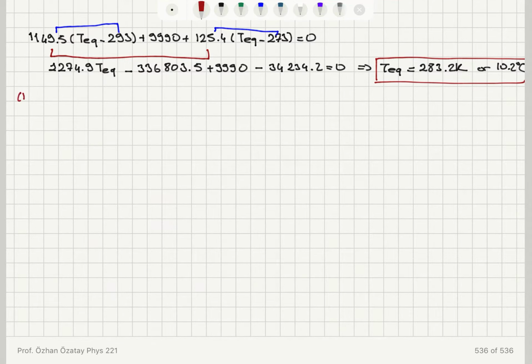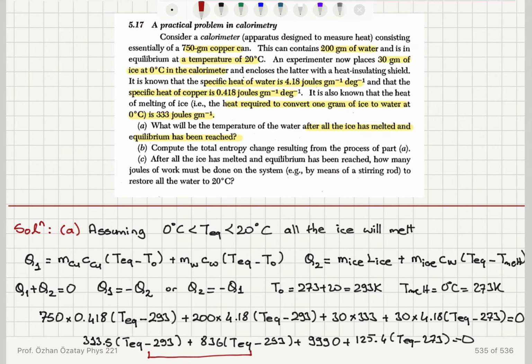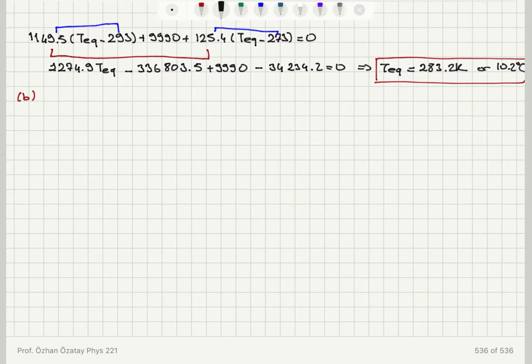Now let's move on to part B. Compute the total entropy change resulting from the process. So let's look at the total entropy change. In the process of the melting of ice, I have the entropy of melting: mass of ice, latent heat of ice divided by the melting point temperature.